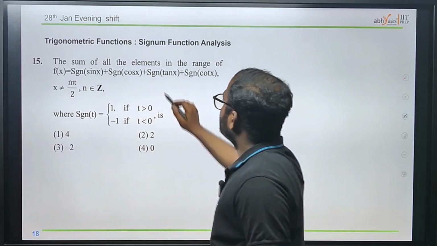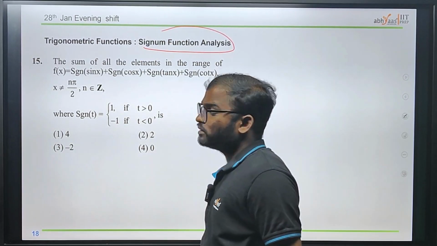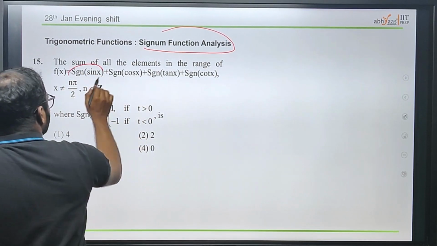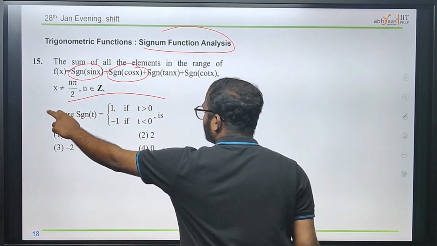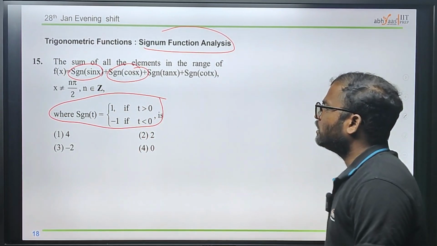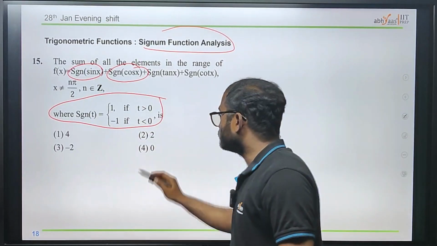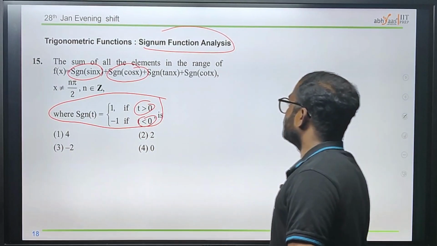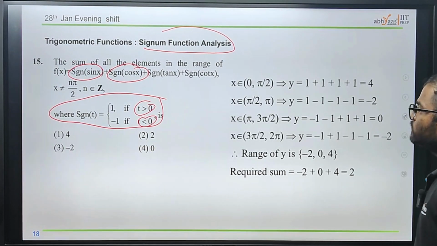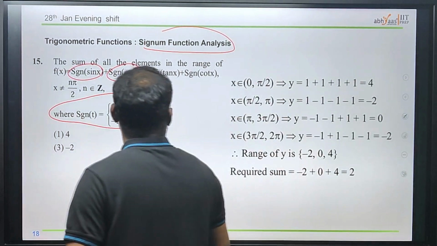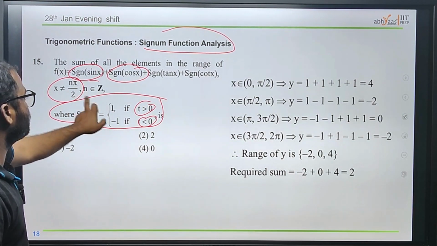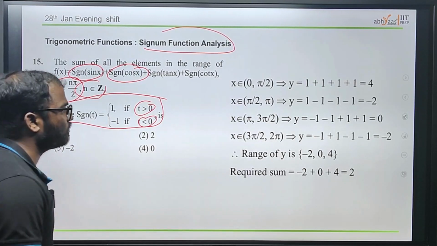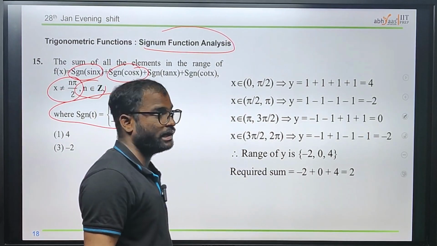Now, trigonometric functions, signum function analysis. Here the problem is based on the signum function, signum of sin x and signum of cos x. They have already given the definition of the signum function, which takes values 1 and minus 1 depending on whether the argument is greater than 0 or less than 0. Also they have given that x is not equal to n pi by 2, where n belongs to the integers.